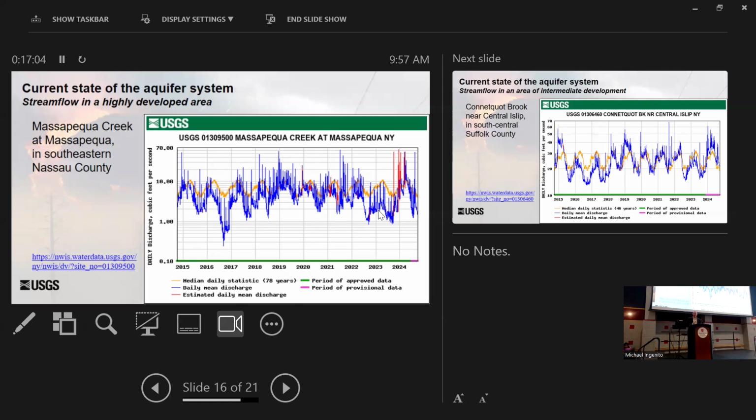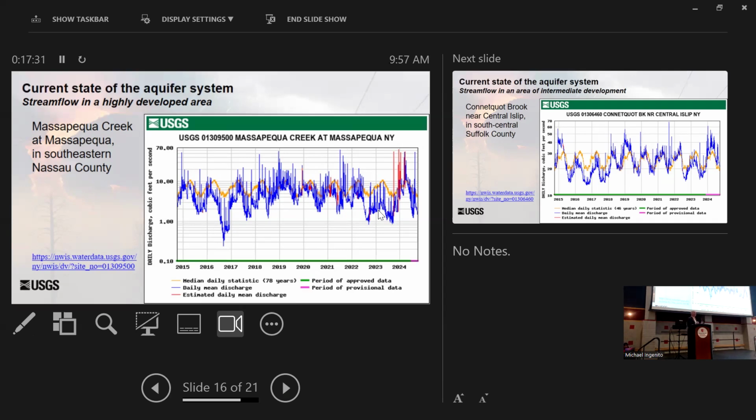Just want to point out that while the observation of stream flow is in green, or in red where the record was estimated when this was printed out, there's also another trace in there, that yellowish-orangish trace, and that is the long-term normal flow. In this case, it's from a record of almost 80 years on Massapequa Creek. And again, we see much the same pattern, although we don't see the same highs and lows.